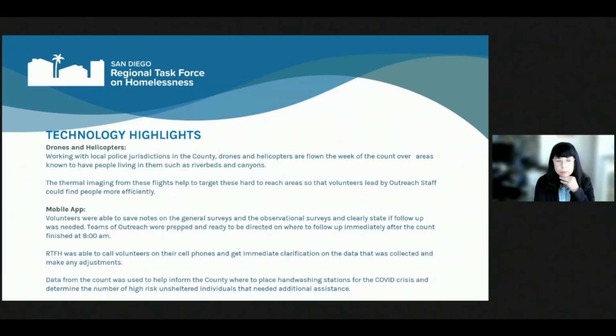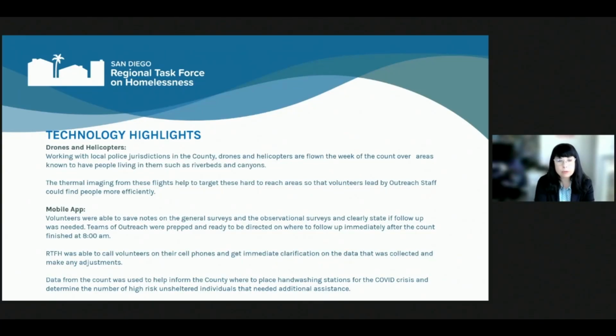And then the other big improvement, like I said, was the mobile app. So you're able to save notes on the general surveys and observational surveys. This helps us to immediately follow up as the count is ending. It's a 4-hour count, 4 a.m. to 8 a.m., but we do have a team of outreach that are prepped and ready to go as soon as the count is completing. And we can send them back out to areas that we can immediately see, from real-time information, need additional coverage. We can send them out to complete the count in those areas and collect surveys.